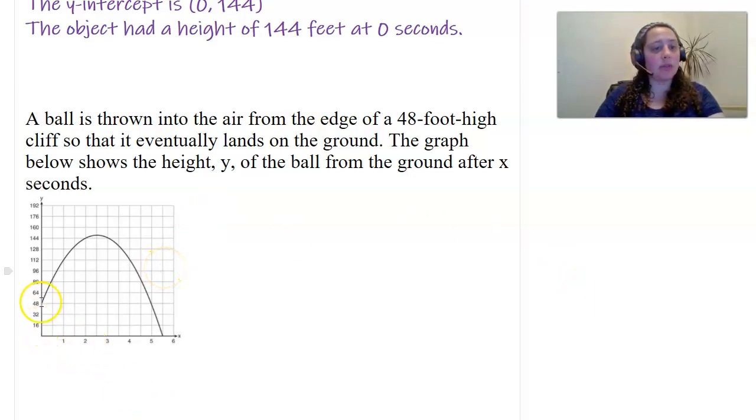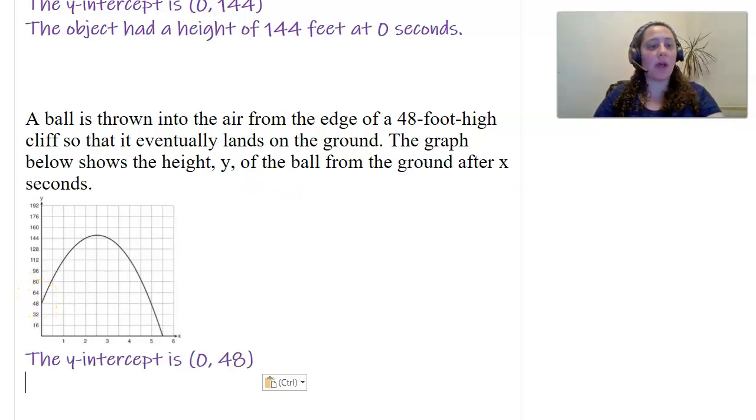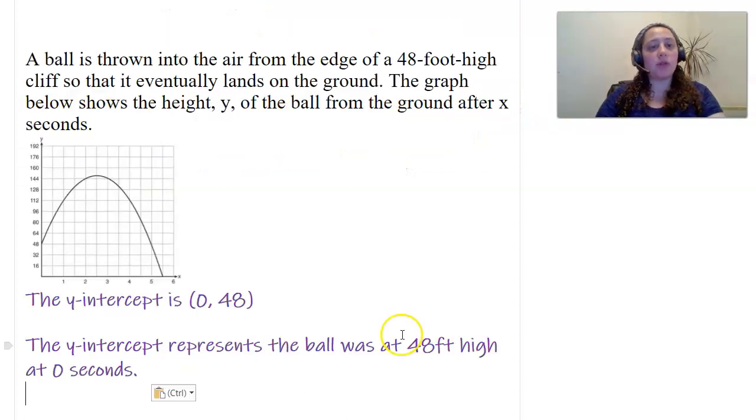Well, our y-intercept is where the graph touches the y-axis. So here our graph touches the y-axis at 48. So we can say the y-intercept is (0, 48). Now what does this mean? That the ball is thrown from the edge of a 48-foot high cliff. So the ball was at 48 feet high at 0 seconds, initially.